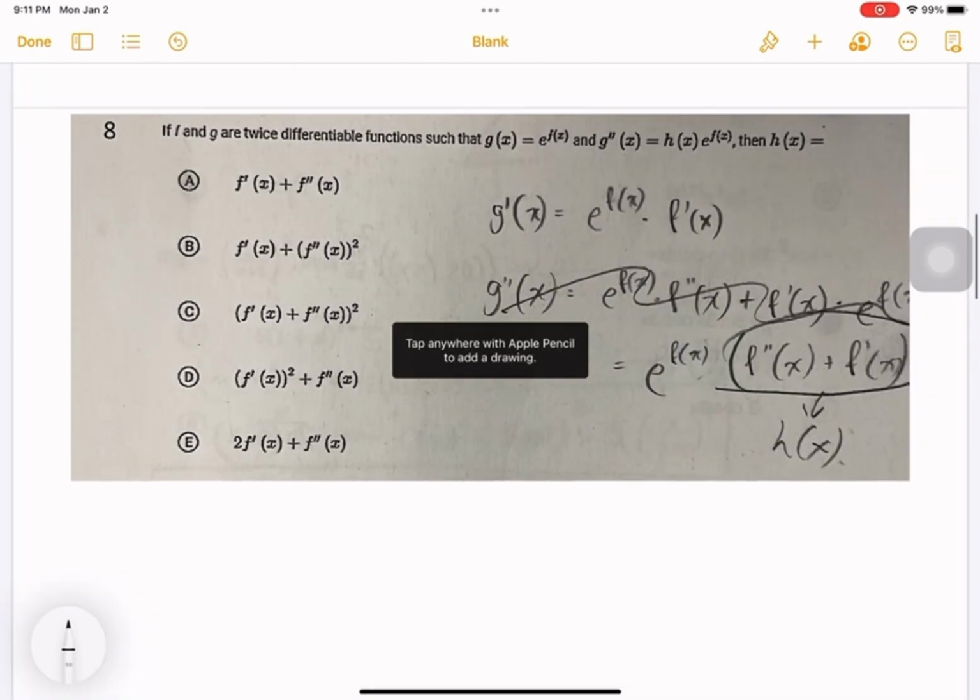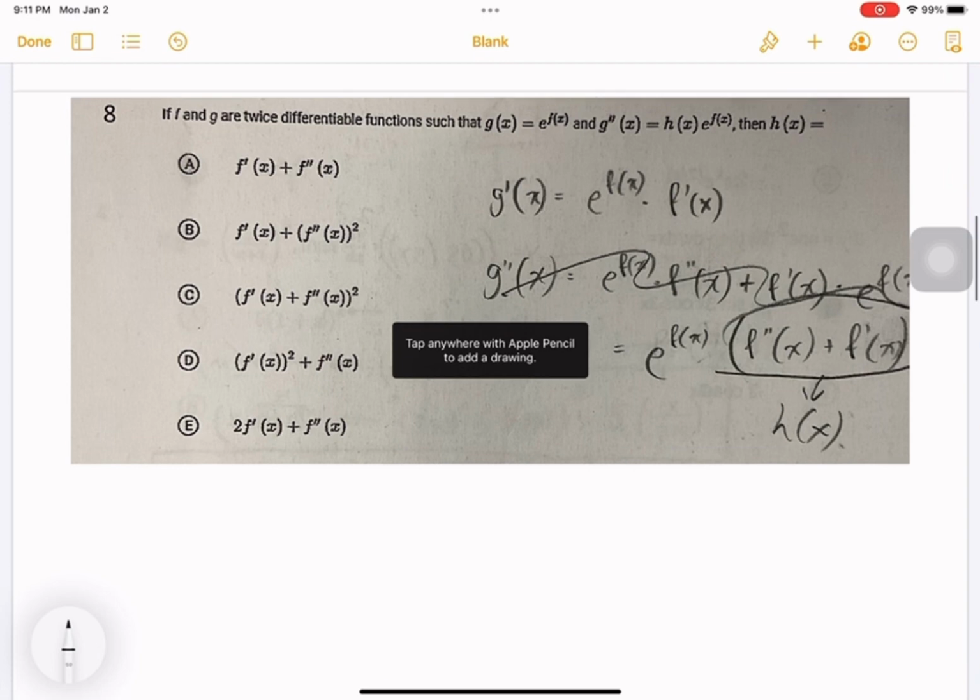Alright, the next question I got wrong was number 8. It's saying that if f and g are twice differentiable functions, and g of x is equal to e to the f of x, and g prime prime of x is equal to h of x times e to the f of x, then find h of x. Now this question, I made a silly mistake again. I had the right step, I just forgot to do chain rule while also doing product rule.